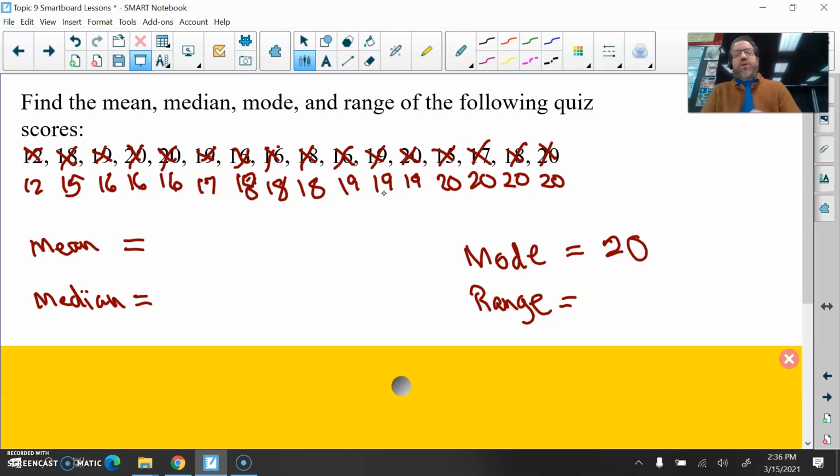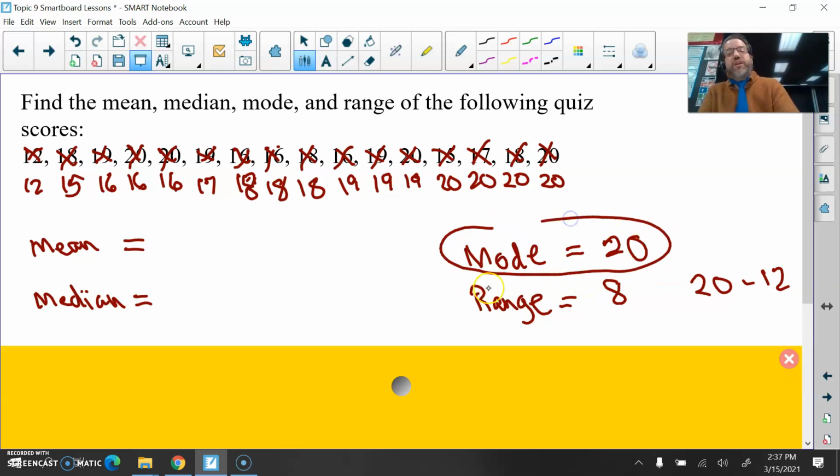Probably the next easiest one to find would be the range. Take the high number, 20, subtract the low number, 12. Find the difference of those 2 values. 20 minus 12 is 8. So I have a range of 8. So we have our mode of 20. We have our range of 8.